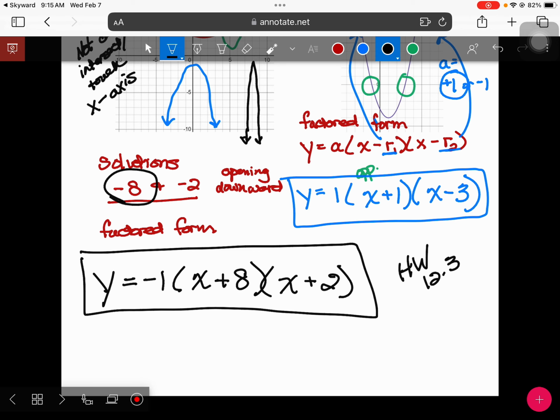12-3, okay? Oh, shoot. What's his name? Mr. Daisy? Mr. Daisy, Rowan.